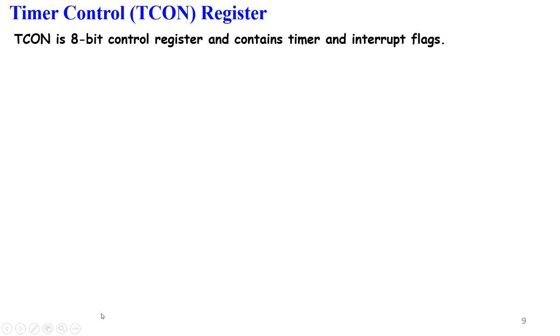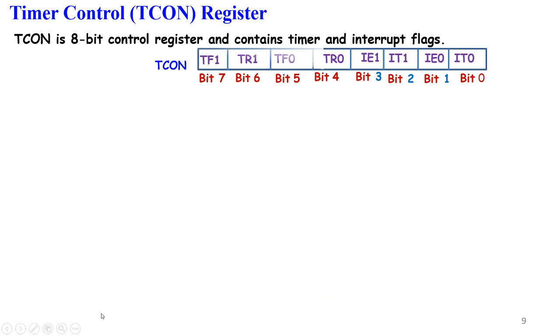So like this. The TCON register is also very important. The TCON register is an 8-bit register which contains timer and interrupt flags. So this lower nibble, that is 4 bits, bit 0 to bit 3, is reserved for interrupt flags, and bit 4 to bit 7 is reserved for timer flags. So this is the interrupt flag and this is the timer flag.